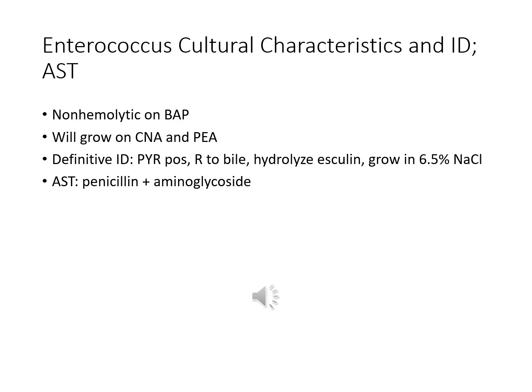So how do we identify those Enterococcus? They are going to be non-hemolytic, typically, on 5% sheep blood agar. They will grow on CNA and PEA, so go ahead and go back to your plating media sheet and look at what is needed for CNA and PEA. They will be PYR positive. They are resistant to bile. They do hydrolyze esculin, and they do grow in 6.5% sodium chloride. The treatment for these is going to be penicillin, once again, with an aminoglycoside.